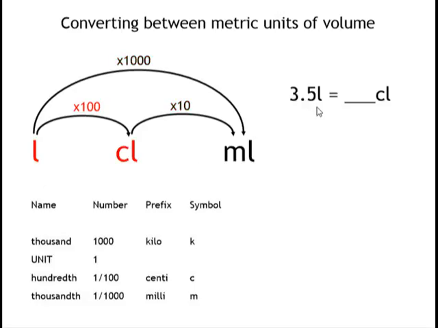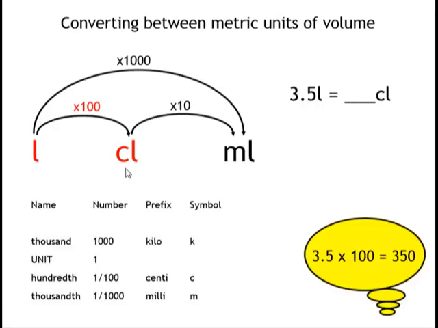So I've got 3.5 litres, and I want to convert to centilitres. So I put my 3.5 in here. 3.5 multiplied by 100 is 350. So there are 350 centilitres in 3.5 litres.